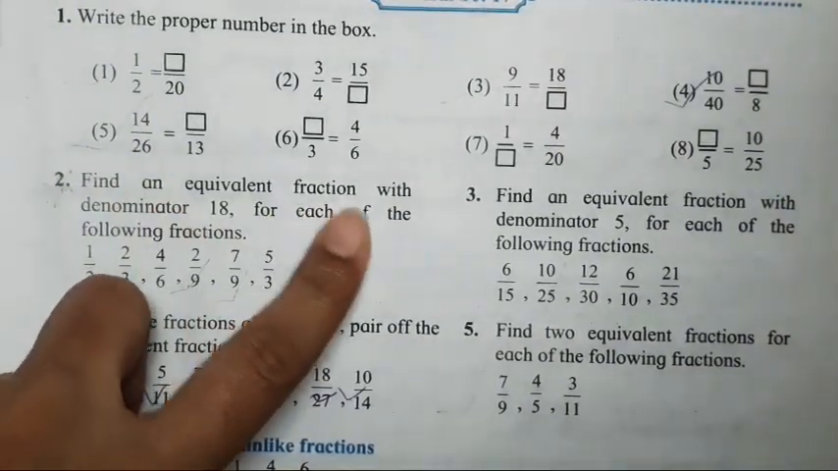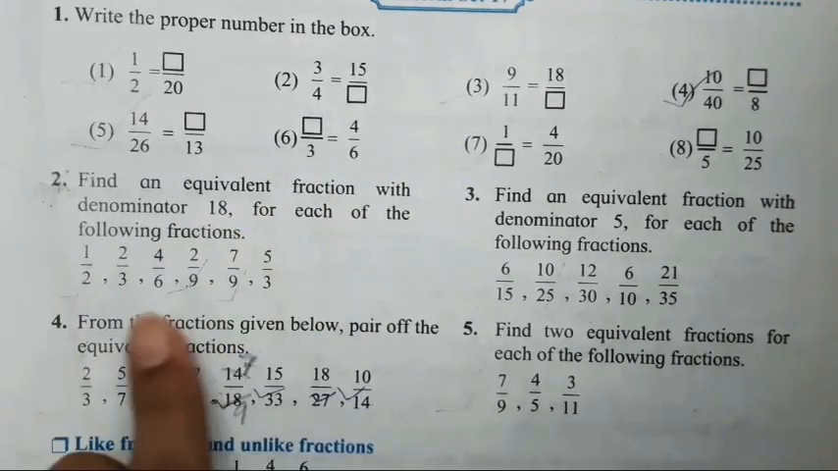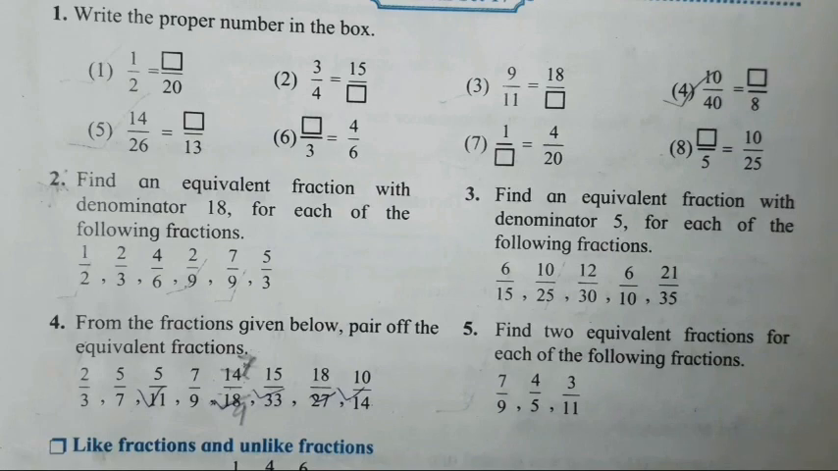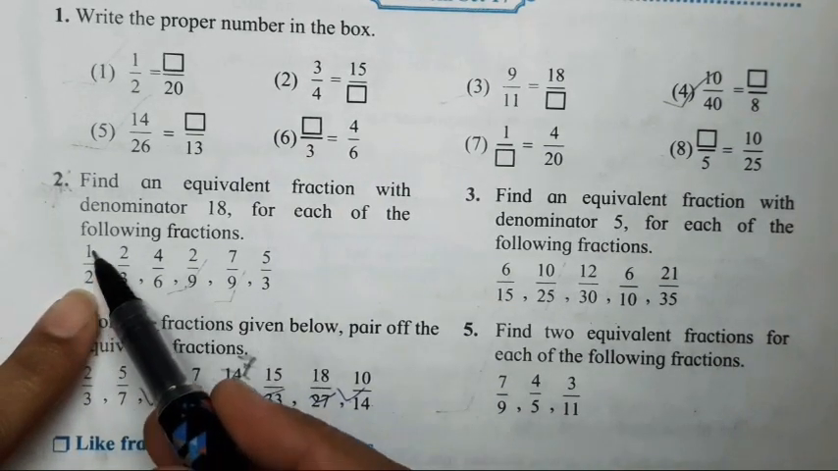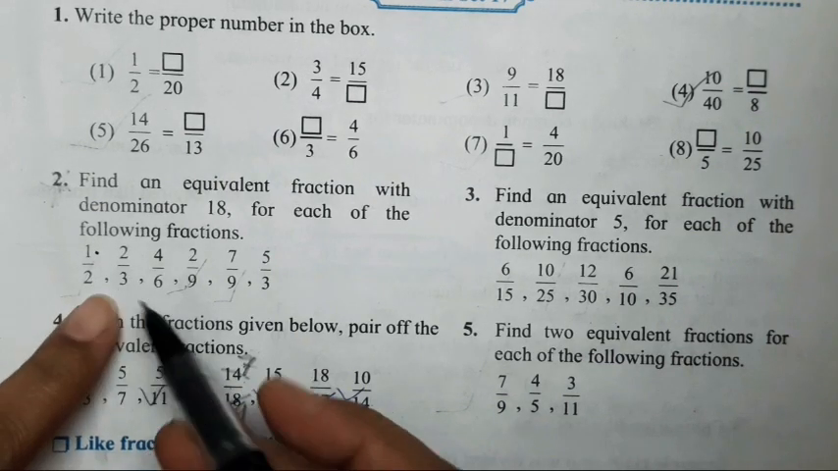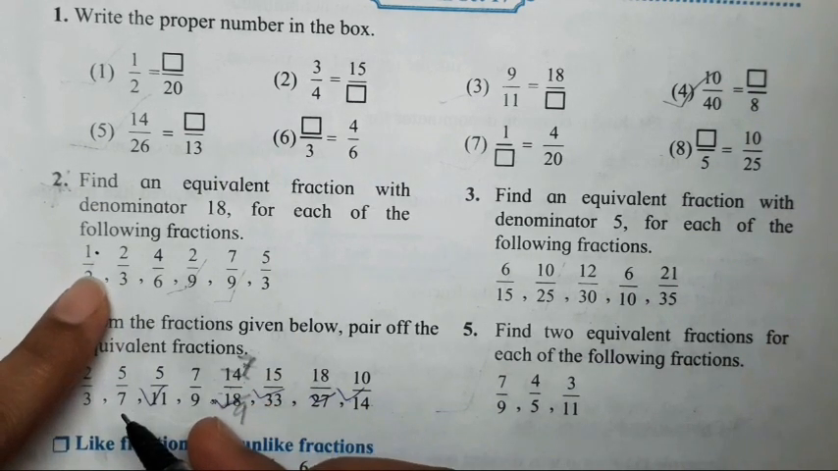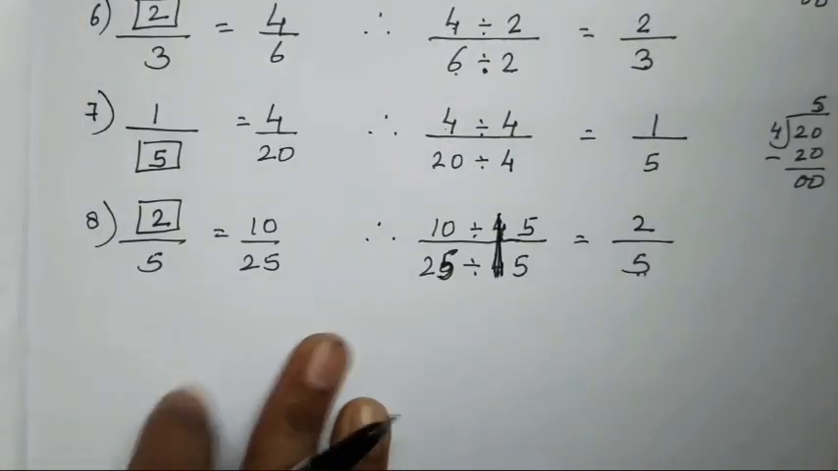Find an equivalent fraction with the denominator 18 for each of the following fractions. That means what you have to do is, a number has been given, denominator, numerator, denominator, numerator and denominator. So denominator should be 18. How are you going to get 18? So let's solve this question. Question number 2.